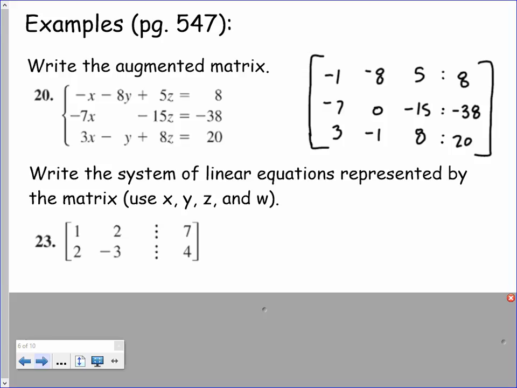You're working backwards. This would be same page 547, number 23, if you're jotting that down. If you're going from augmented to linear, you should be adding back the variables. You should be adding back the equation signs. Something like this.